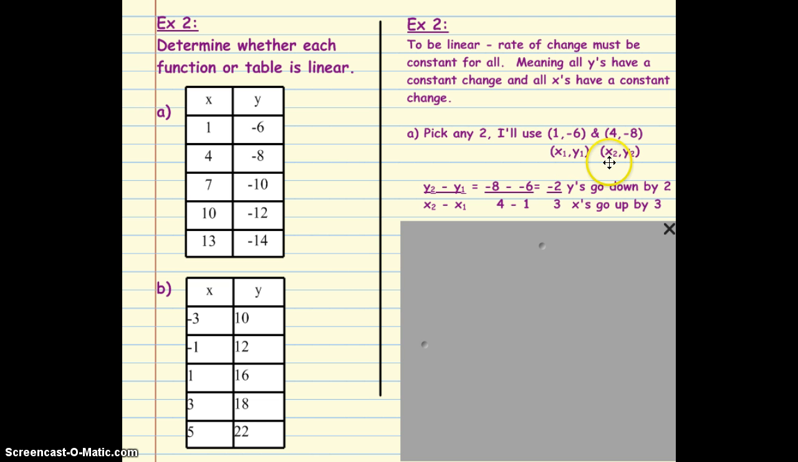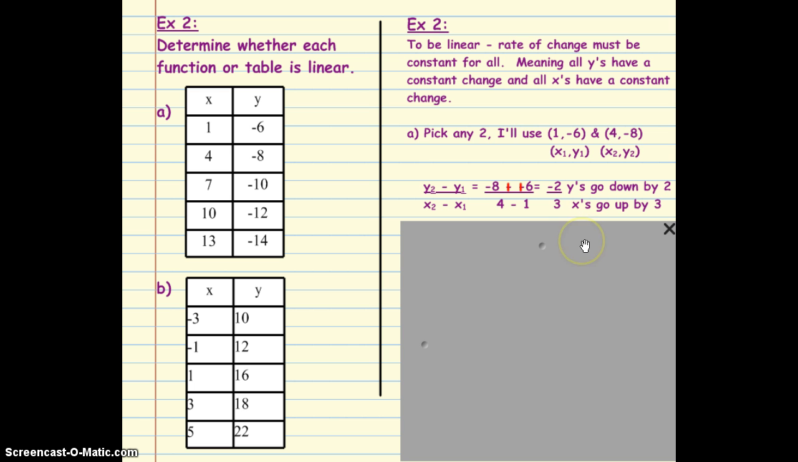Then I'm going to subtract my x values, 4 minus 1. Alright, so setting it up, finding the change in y is negative 8 minus negative 6. Well, remember, when we subtract a negative, it's really like adding a positive. So we've got negative 8 plus 6. Negative 8 plus 6 is negative 2. The difference in our x's, 4 minus 1, is 3.